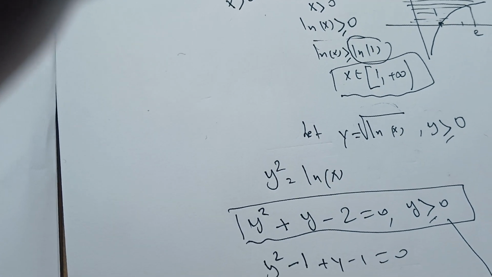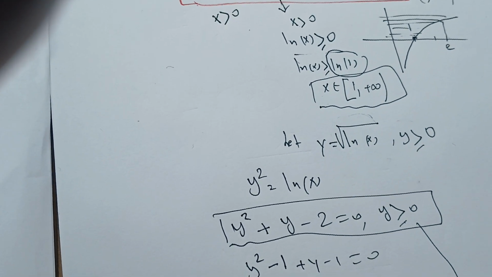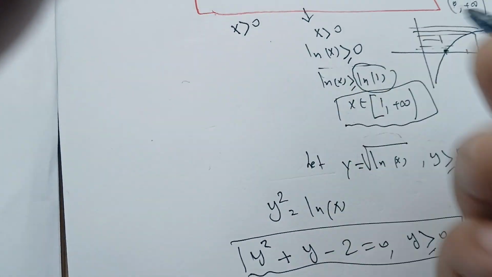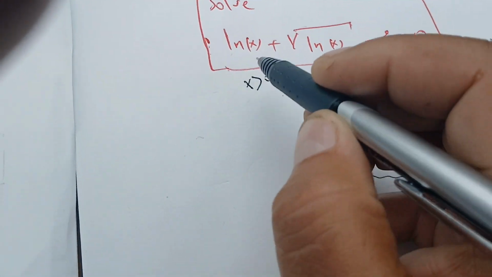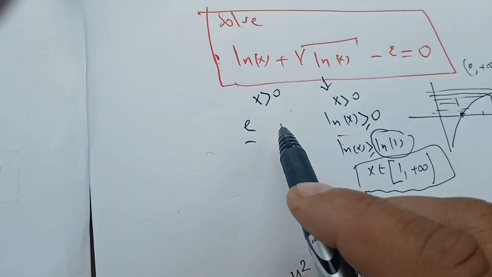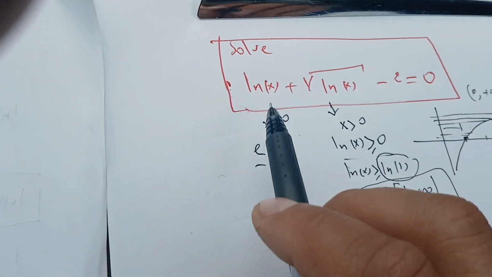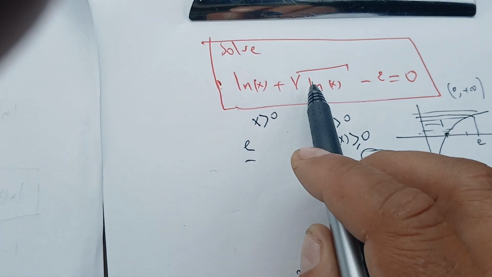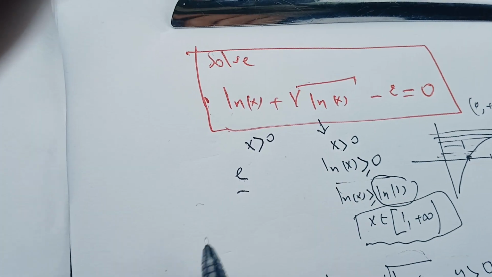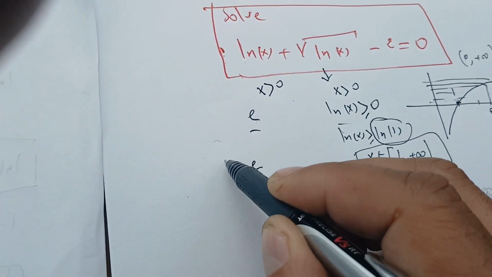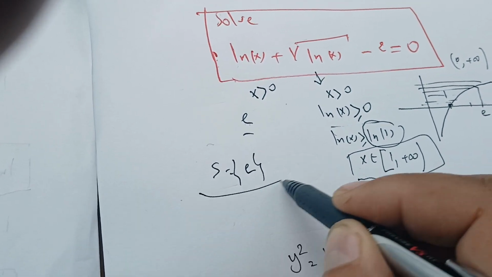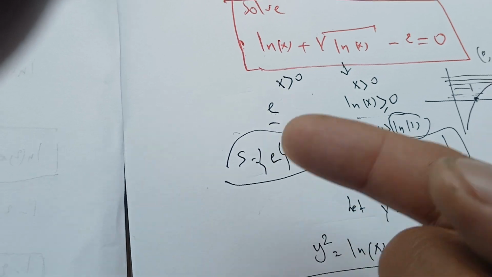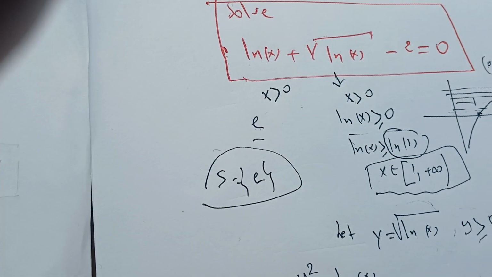So this means it's a solution. The solution of this system is e. We can check it: the natural log of e is 1, plus the square root of 1 is 1, so 1 plus 1 minus 2 is 0. That means e is a solution, and it's the only solution of this equation.